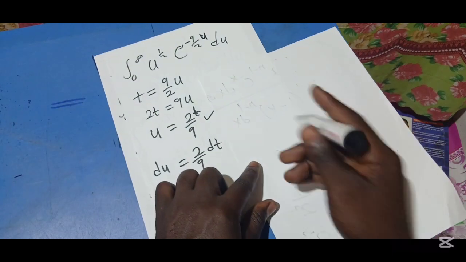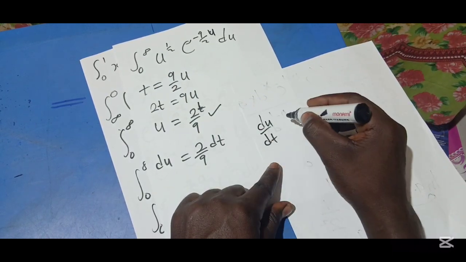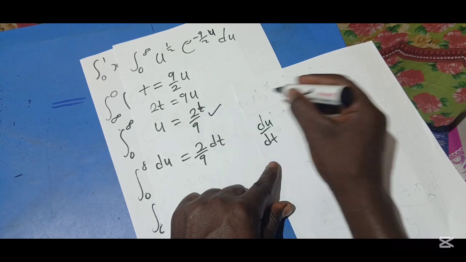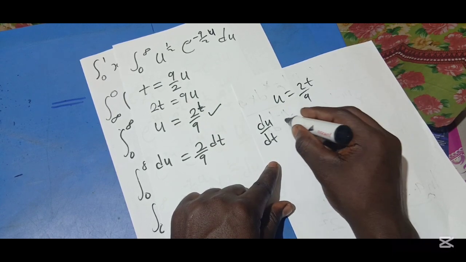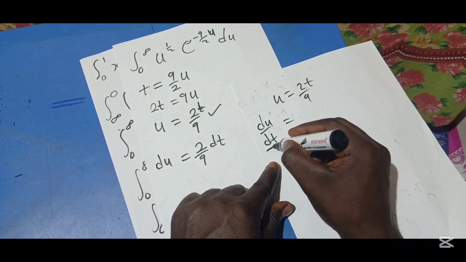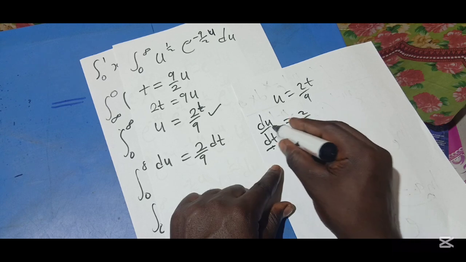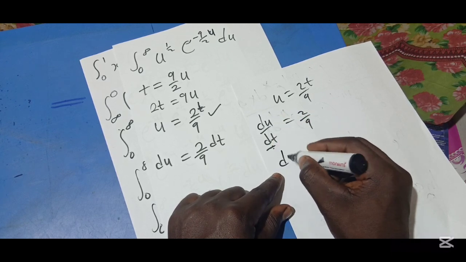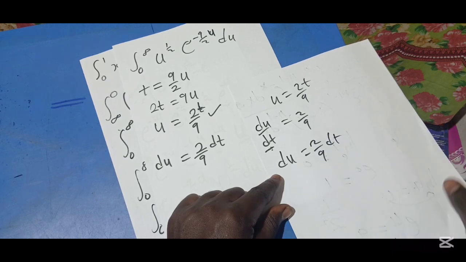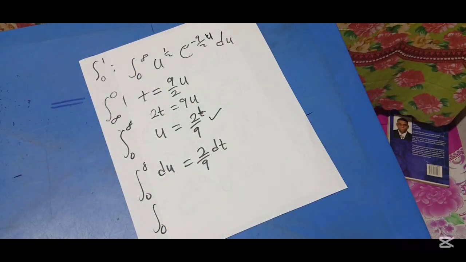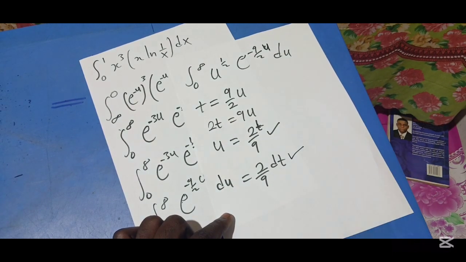This is actually like saying I'm going to find du dt. It means t is the actual variable that is changing. So my u equals 2t on 9, so du dt equals, differentiating with respect to t, 2 on 9, right? Because I made du the subject, multiplying this by dt gives 2 on 9 dt. So that's how we got this. I know the value for du.